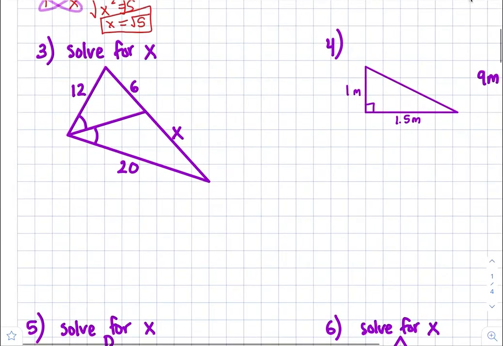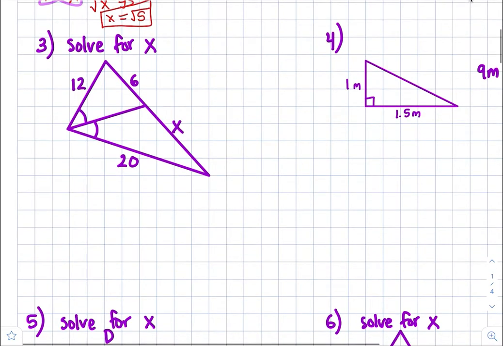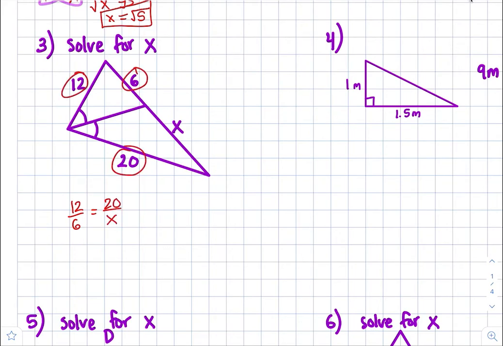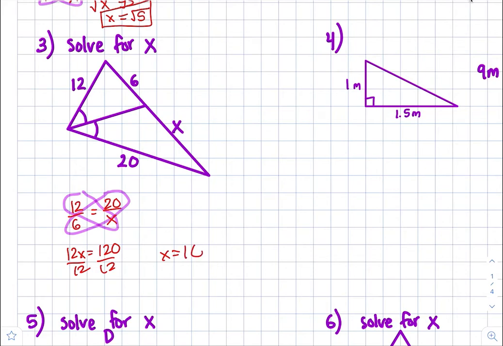Number 3. So in this figure, we can set up a proportion. So 12 over 6 is equal to 20 over x. This over this equals this over this. So from here, you guys, cross multiply. 12x is equal to 6 times 20 is 120. Divide both by 12. Should have gotten x is equal to 10.